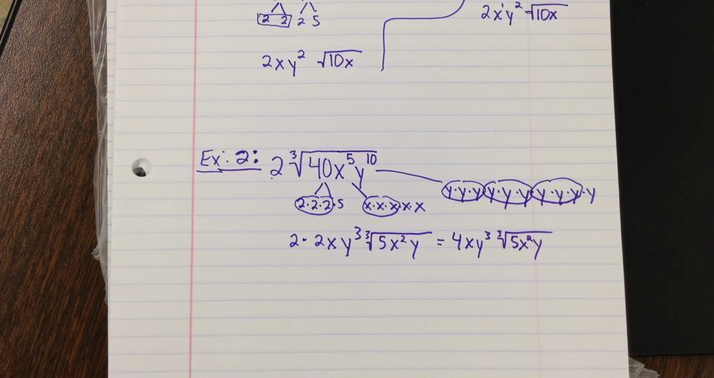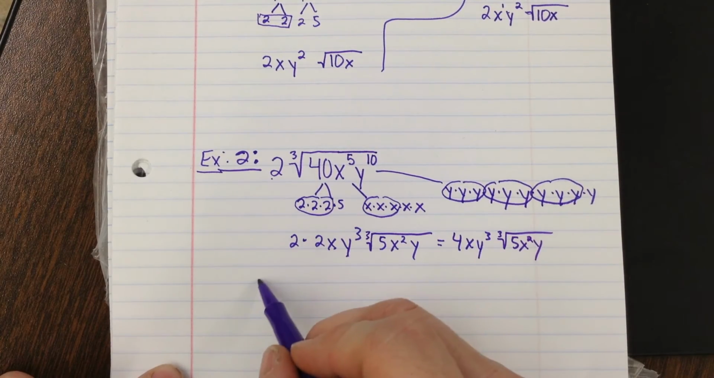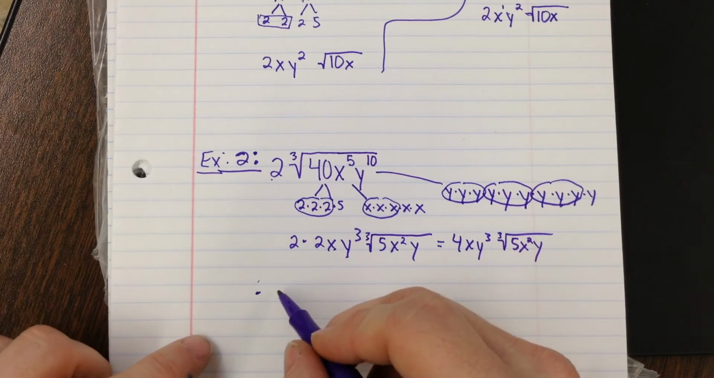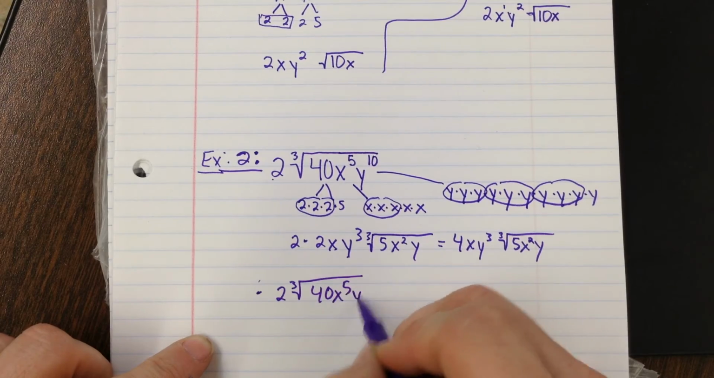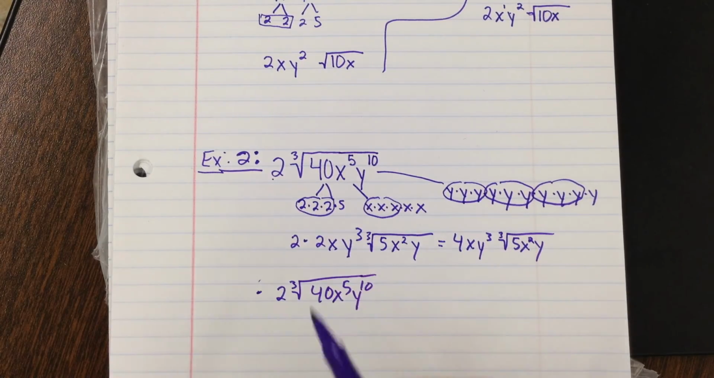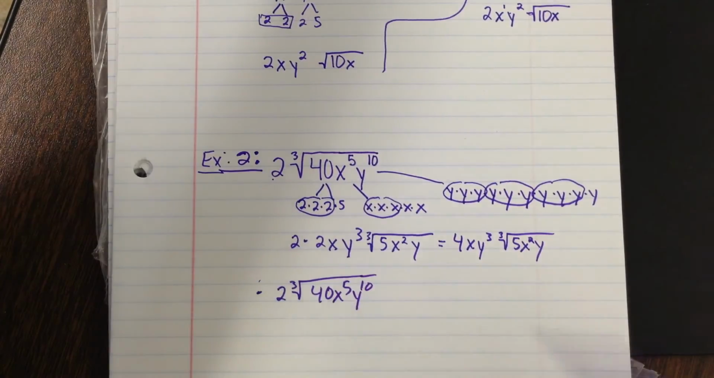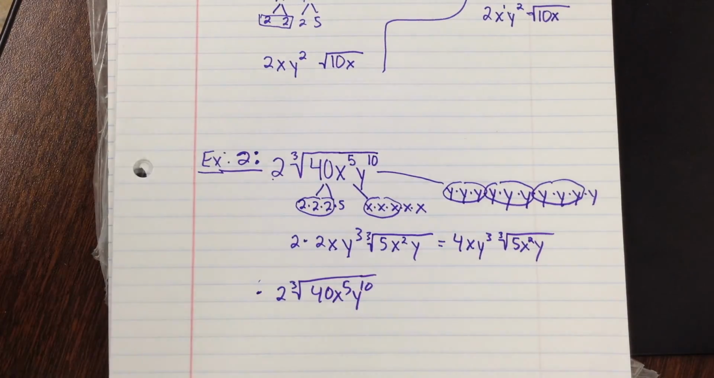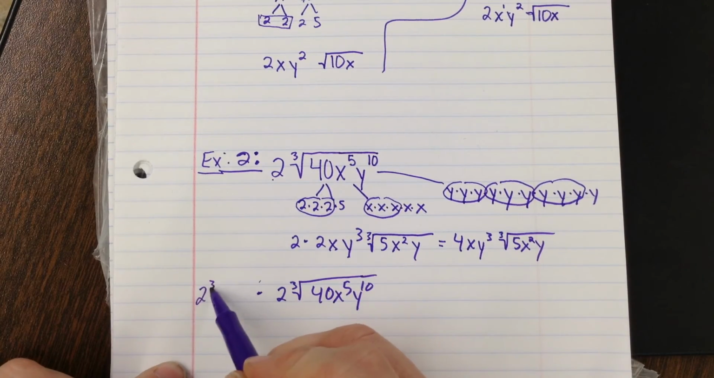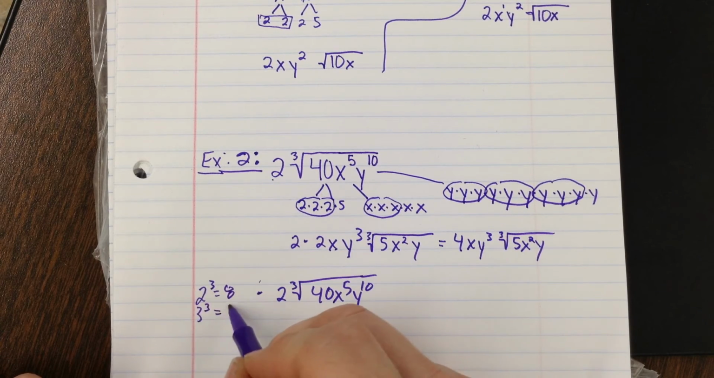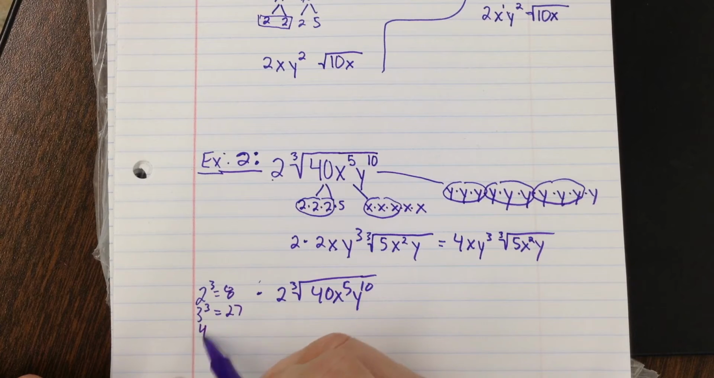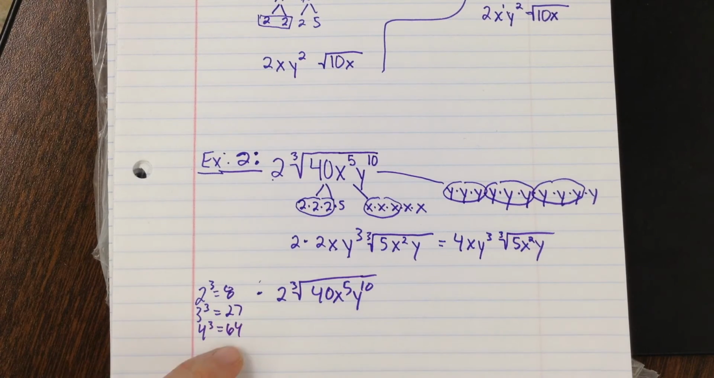And that's done. Okay, if you're going quickly, the quicker way to do it, 2 cube root of 40 x to the 5th y to the 10th. The quick way to do it is this. Say what number is a perfect cube that goes into 40. If you don't know the perfect cubes, 2 to the 3rd is 8. Oh, that goes into 40. 3 to the third is 27, does not go into 40. 4 to the third is 64. We've passed up 40, so nothing else. We want to get the highest number possible. In this case, it's going to be 8.